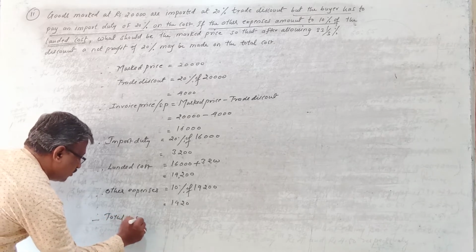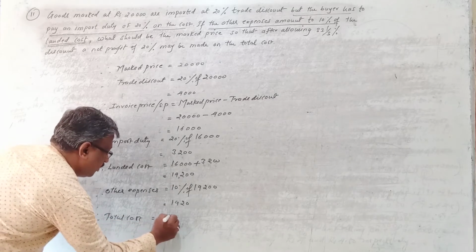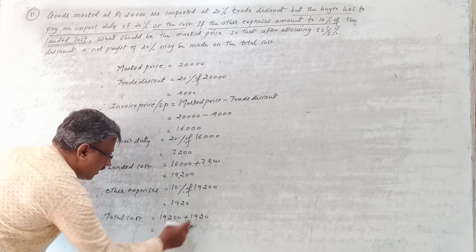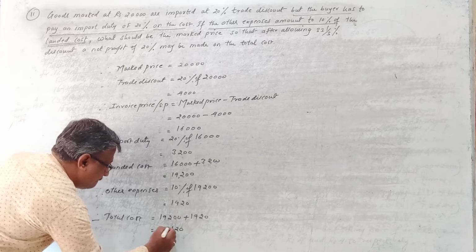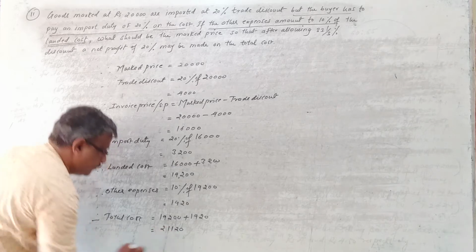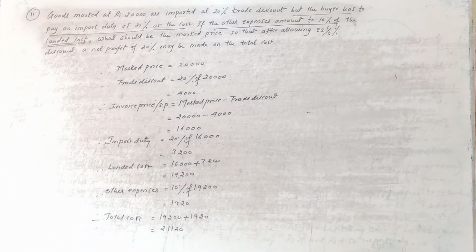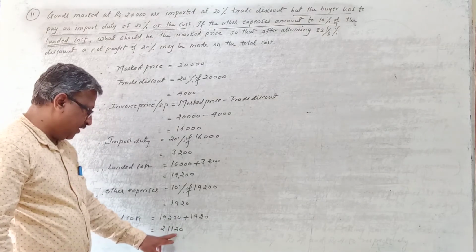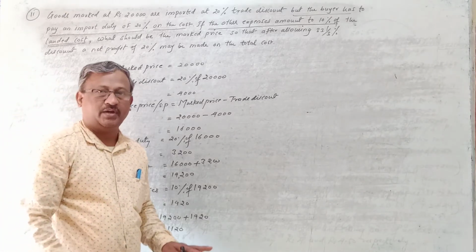So the total cost of goods will be this landed cost, that is 19,200 rupees plus 1,920 rupees. So add this, and it comes to 21,120 rupees. So here we have calculated the total cost. So the total cost is 21,120 rupees, right? So this is the total cost to the importer. Totally it has cost him 21,120.